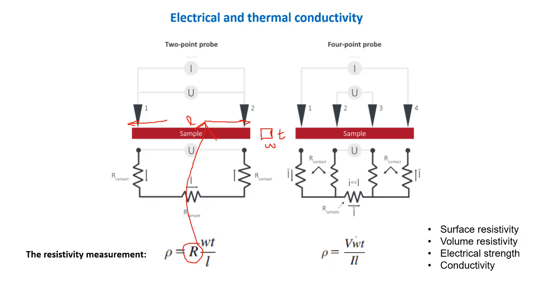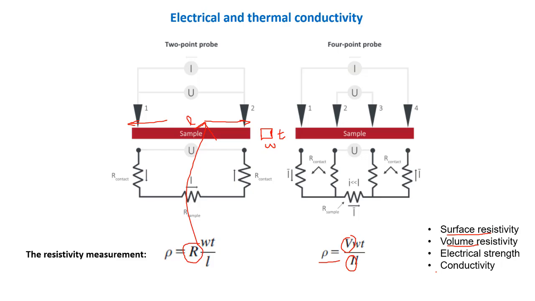I L. So here voltage and current are known, and again W, T, and L are the dimensions of the specimen. These are also known, and that is how we can measure the resistivity of the material. And we can check surface resistivity or volume resistivity or electrical strength or conductivity using this setup.